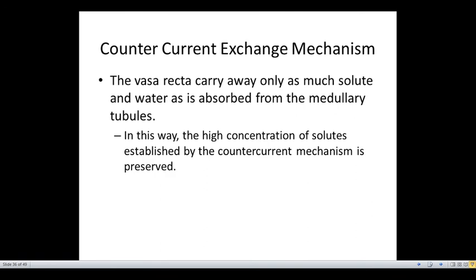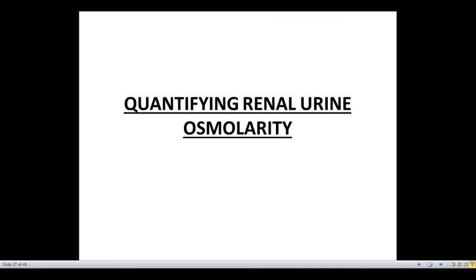The vasa recta carry away only as much solute and water as is absorbed from the medullary tubules. In this way, the high concentration of the solutes established by the countercurrent mechanism is preserved. So this is the end of the topic of the formation of concentrated urine. We continue with the next topic, which is quantification of the renal urine osmolarity.